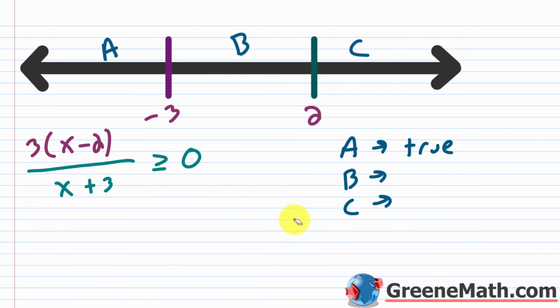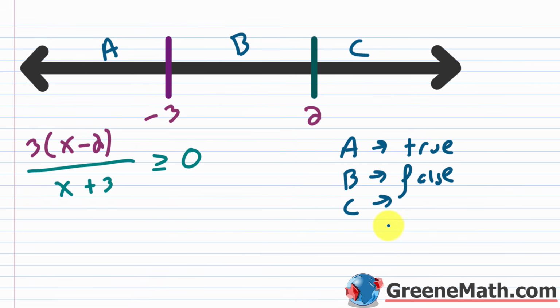So this is going to be true. Okay, for the next one, you're going to be between negative 3 and 2, so you could pick 0. So 0 minus 2 is negative 2, and negative 2 times 3 is negative 6. And this is over, here, this would go away, you just have 3. So negative 6 over 3 is negative 2. So this is negative 2 is greater than or equal to 0, which is going to be false, right? So you could say that any negative is never going to be greater than 0 or equal to 0. So that's why that's not going to be true.